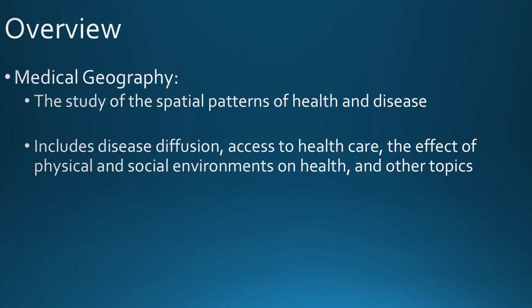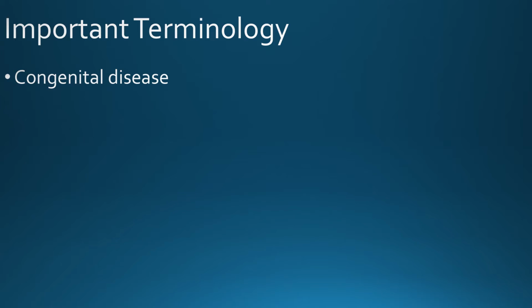Some of the topics that we'll cover are disease diffusion, which refers to how diseases move from one place to another, access to healthcare, who has access, who doesn't, the effect of physical and social environments on health. So how do climate conditions or certain vegetation types affect the occurrence of health or disease, and how do the social conditions or the political conditions in a place affect health? So now we'll jump into those important terms that we'll be returning to throughout the rest of the course.